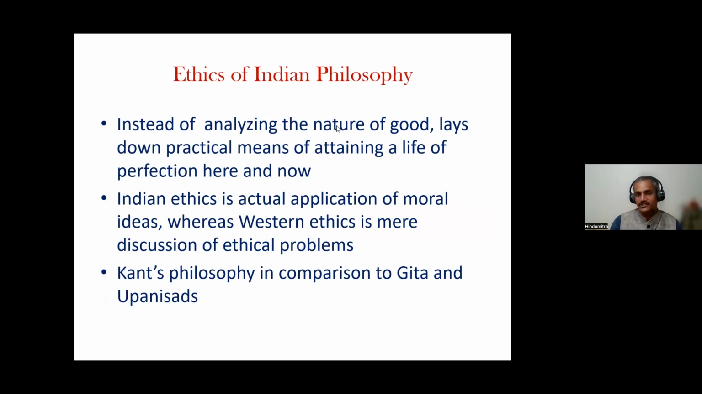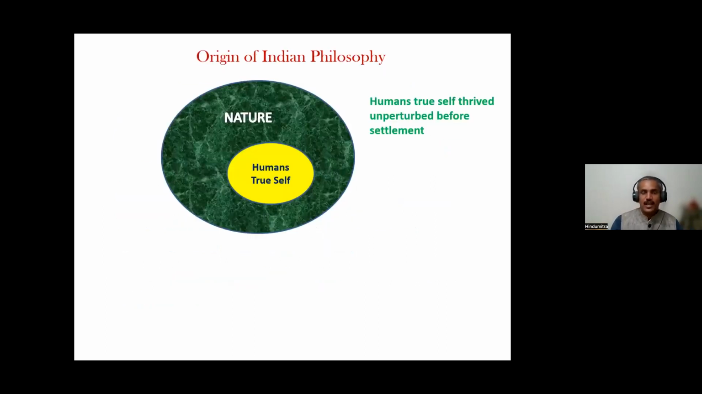Whereas Indian philosophy does not talk about these things. It always emphasizes the nature of good and lays down practical means of attaining perfection here and right now. For example, the Bhagavad Gita doesn't go into philosophical talk like Kant's philosophy, which is Western philosophy. It doesn't talk about good or bad, merits and demerits. Gita talks right away about what is good, how practically we can make our lives better now, not in the next life or another life, now. So that's the difference.